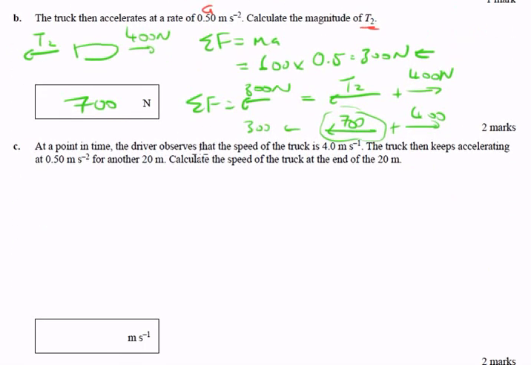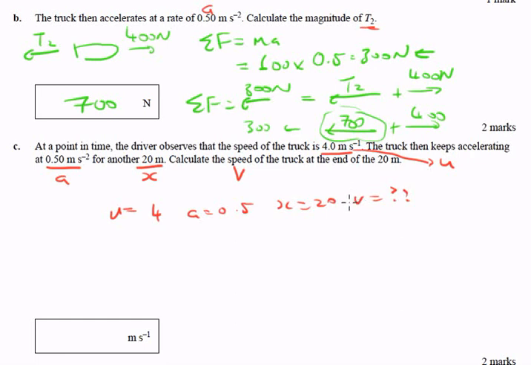At another point in time, the driver observes the speed of the truck is 4. The truck then keeps accelerating at 0.5 for another 20 meters. Calculate the speed at the end, final speed. So this is the initial speed. So we've got all these. We've got U equals 4, A equals 0.5, X equals 20, and V equals question mark.